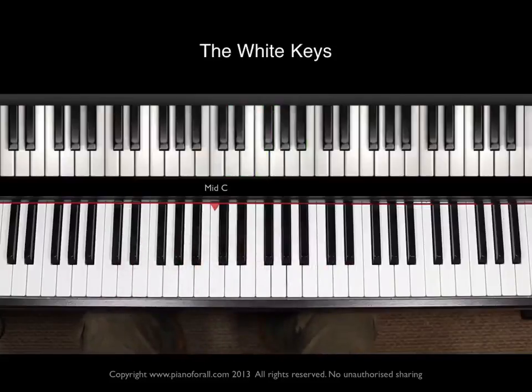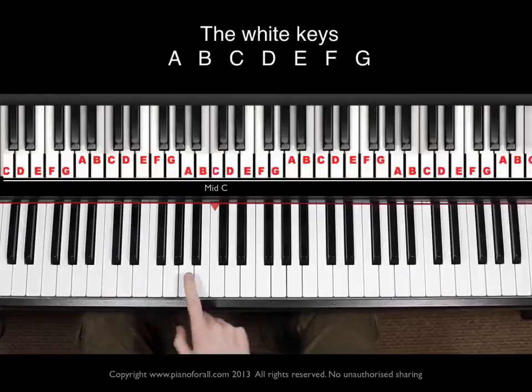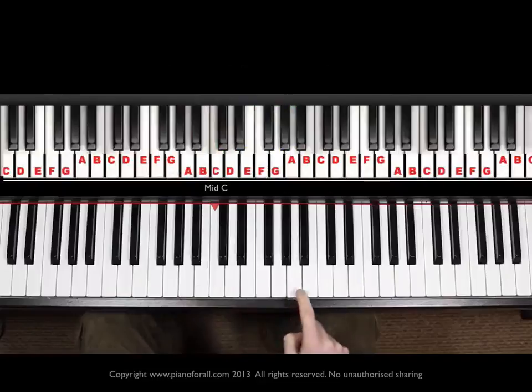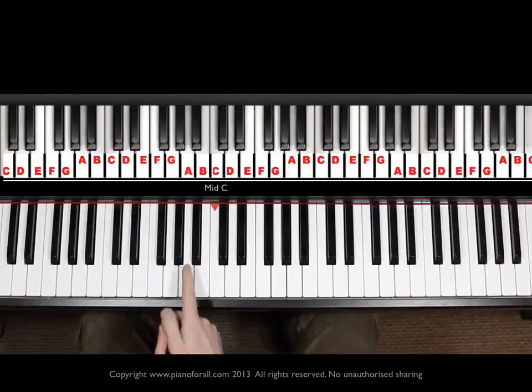The white keys. These notes are represented by the first 7 letters of the alphabet. A, B, C, D, E, F, G, A, B, C, D, E, F, G, A, B, C, and so on. Don't worry about why it's only from A to G. Just remember there's no H, there's no I, there's no J, so it's A to G, then it starts again. And don't worry about why it starts there and ends there. Play first, ask questions later.